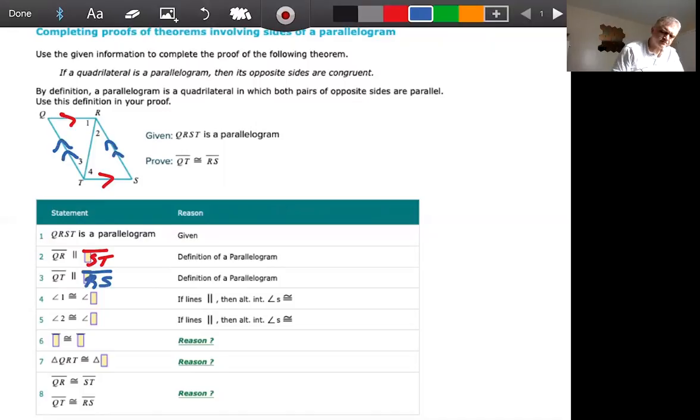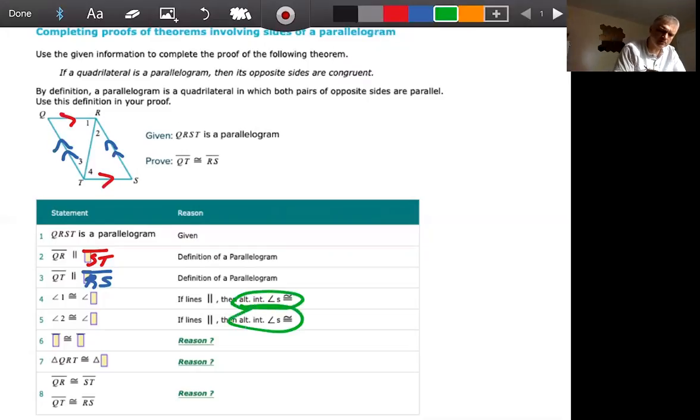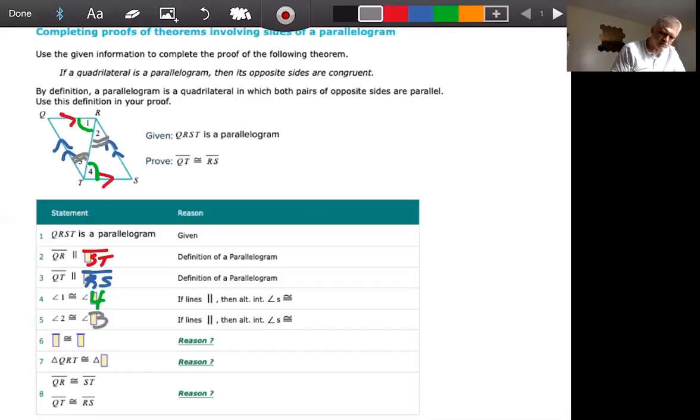So now that we've gotten parallel lines, we can start using our Unit 2 material, parallel lines crossed by a transversal. In this case, we're going to be using alternate interior angles a couple of times. So let's look at it. Angle 1 would be congruent to angle 4 because they are alternate interior angles. And then angle 2 must be congruent to angle 3, because again, alternate interior angles are congruent. So they're trying to prove those two triangles are congruent right now, just like we did in Unit 3.